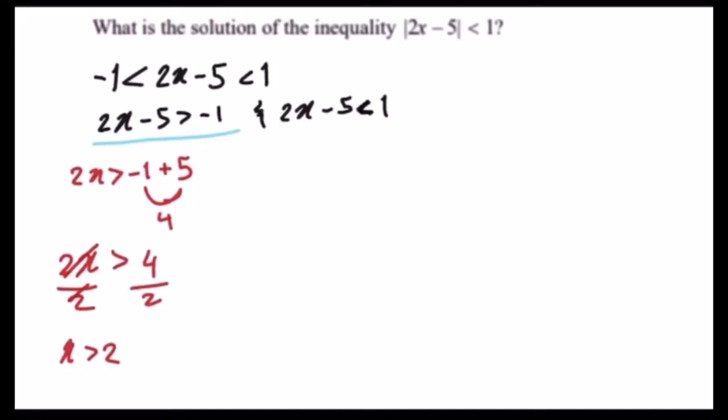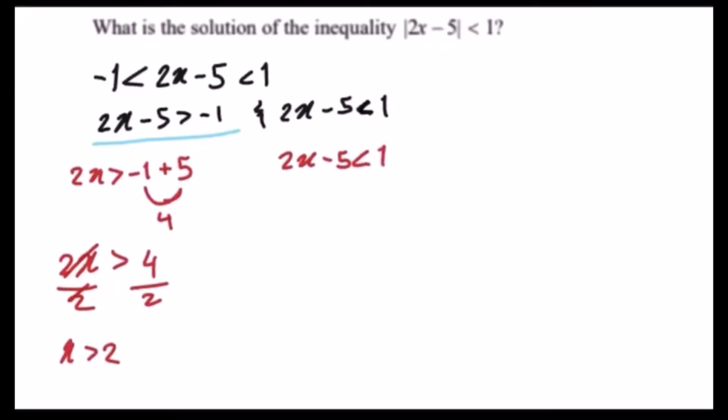Here we have 2x minus 5 less than 1. We're going to do the same exact steps, so let's do it together. We're going to rearrange the variables to the left side. So it's going to be 2x minus 5 less than 1.